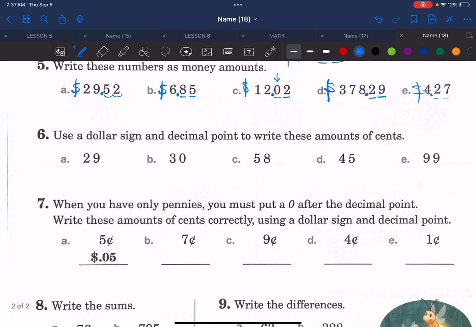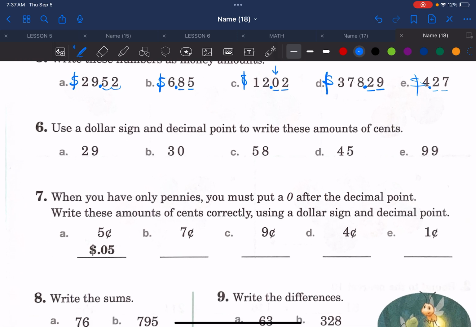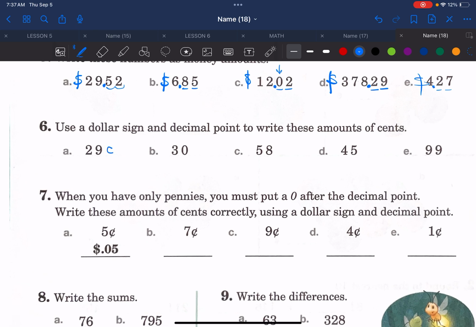This next section is a little trickier because it says use a dollar sign and a decimal point to write these amounts of cents. We are no longer doing this, okay? Nope. We need to do it as a dollar sign and a decimal. So we'll put our dollar sign and a decimal. Most of the time, I want you to do a 0 decimal to show that there's no dollars. This doesn't give you very much room. So today is acceptable to just do dollar sign and decimal, but I need to be able to see both of them. So 29 cents, 30 cents. Please do that for the rest of them.